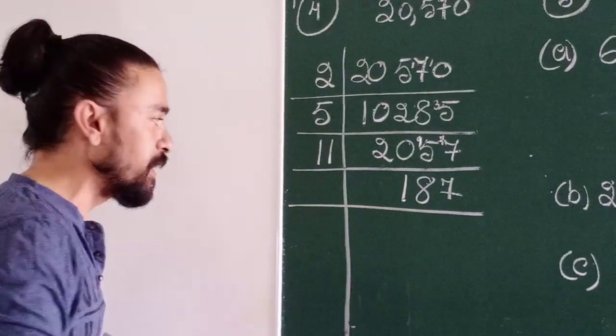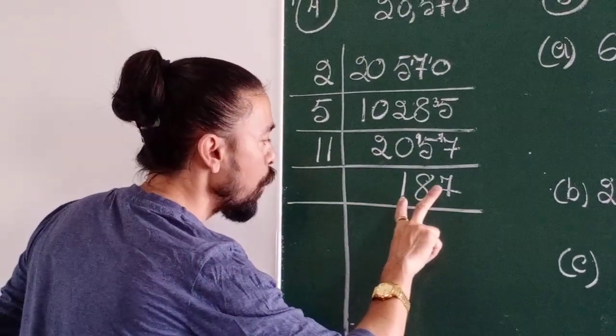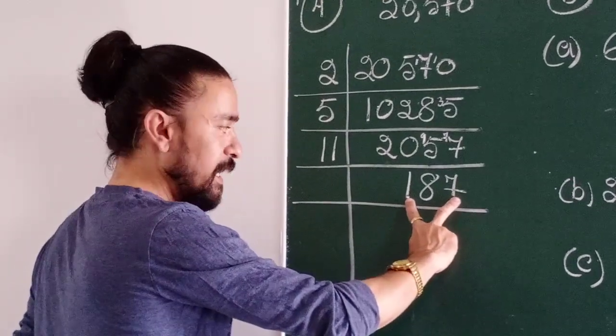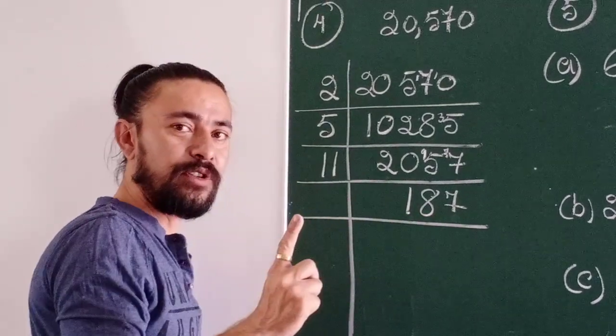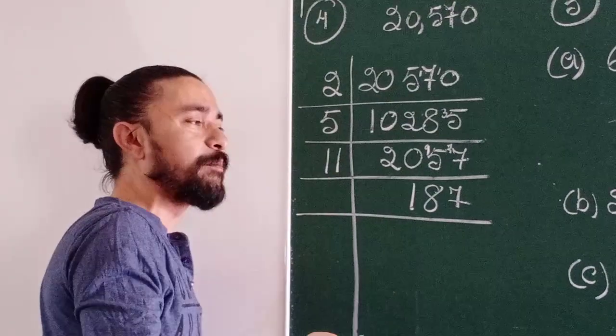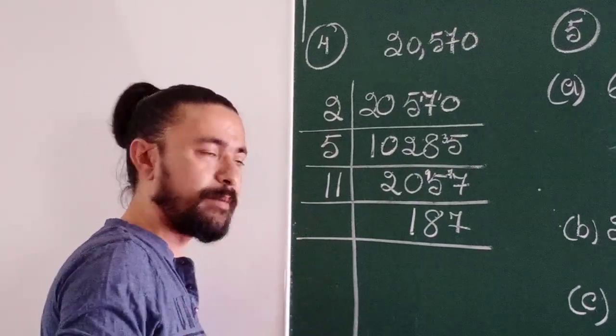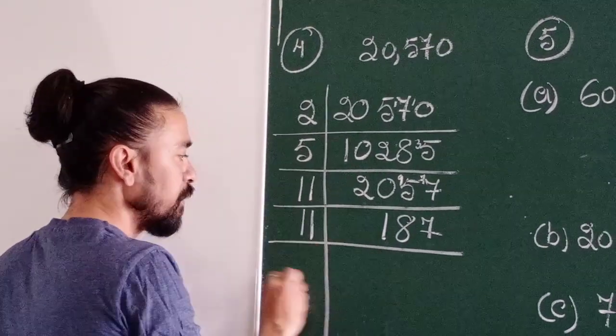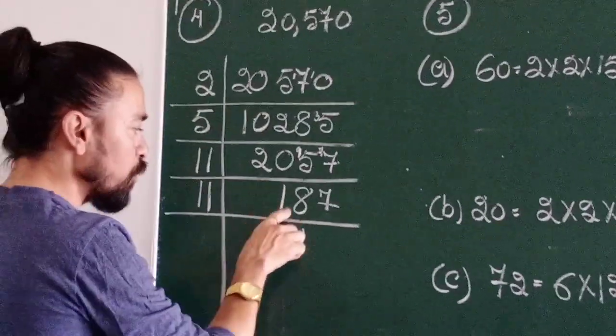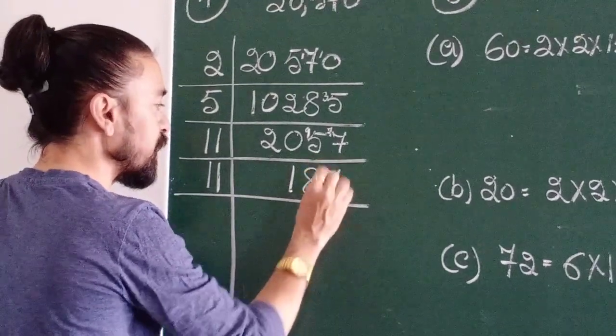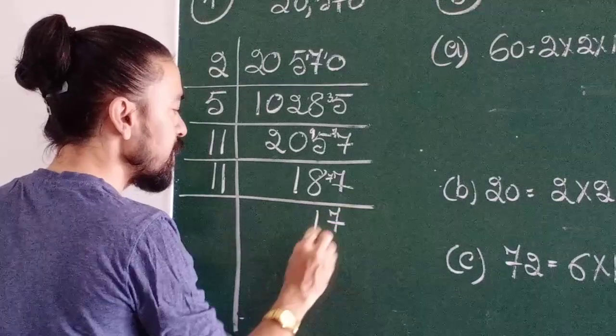And 11 sevens are 77. Again, test of divisibility for 11. Alternate digits. 1 and 7, 8. 8 minus 8, 0. The moment I get 0 or I get a multiple of 11, that means it is divisible by 11. So 11 ones are 11. Out of 18 take away 11, I am left with 7. 11 sevens are 77.